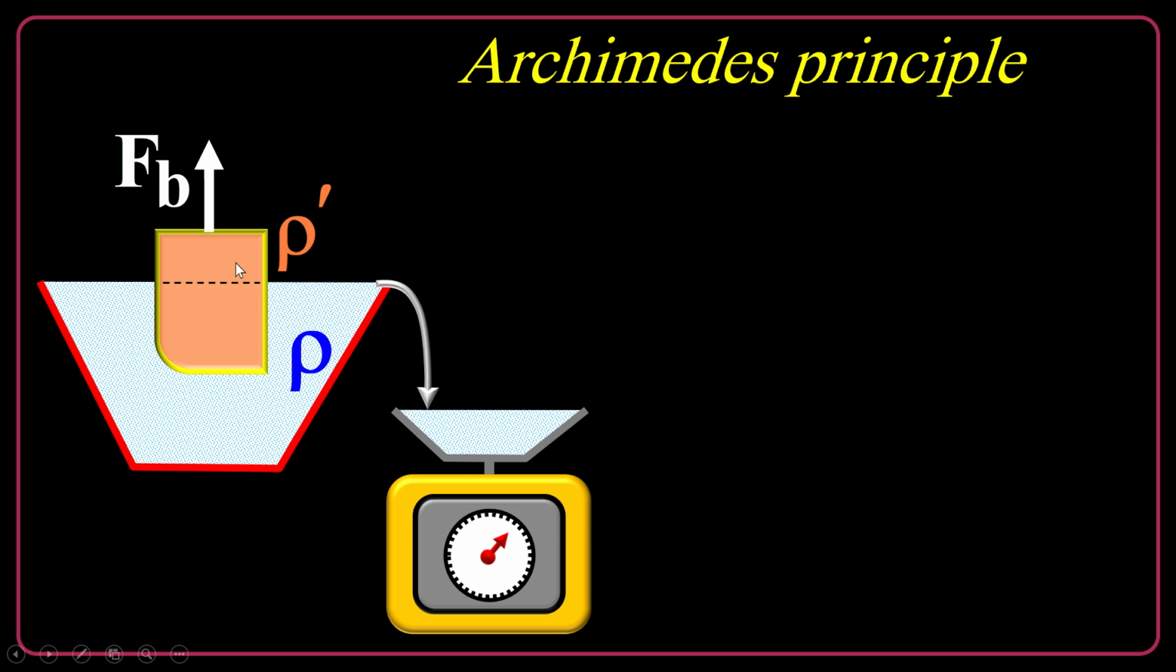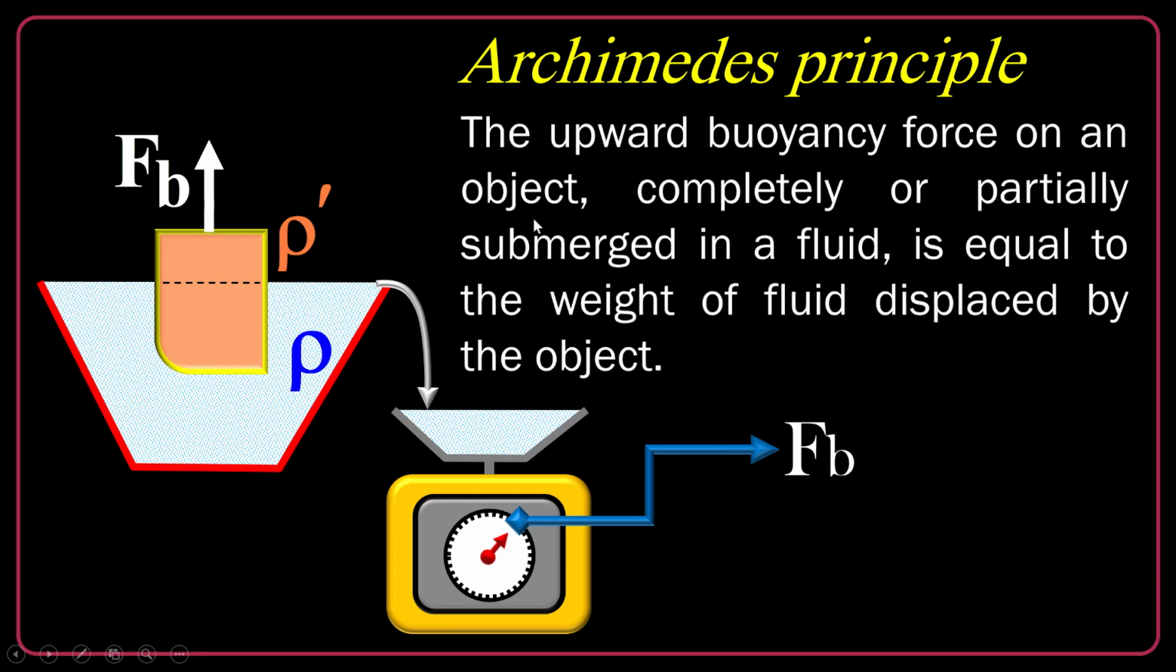The buoyancy force acting on the object when I submerge it here is surprisingly equal to the weight of this displaced liquid. And it's very interesting. So Archimedes expressed his idea about this experiment. The upward buoyancy force, sometimes called the upthrust force or Archimedes force, on an object completely or partially submerged in a fluid is equal to the weight of the fluid displaced by the object.